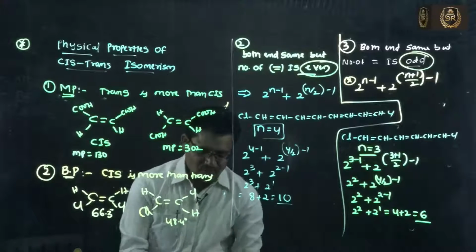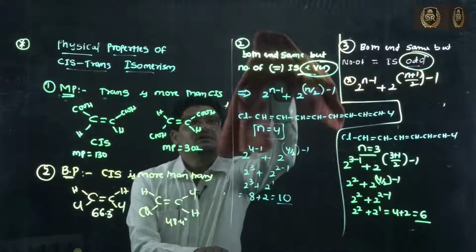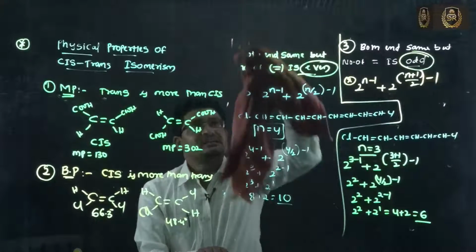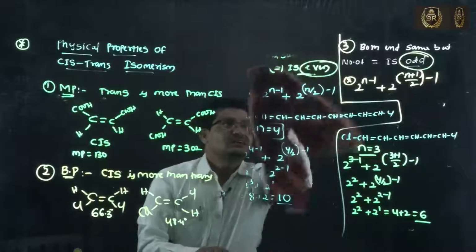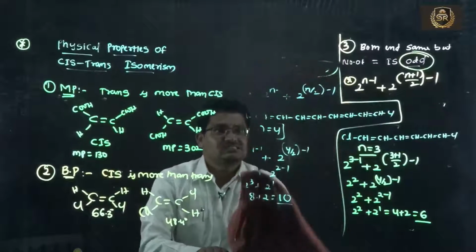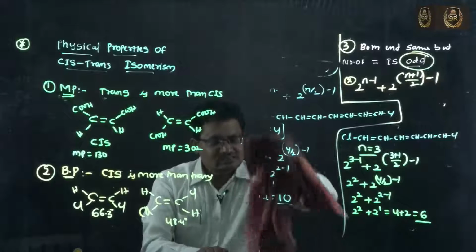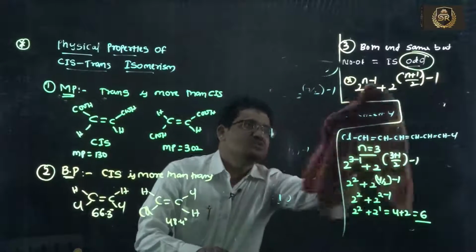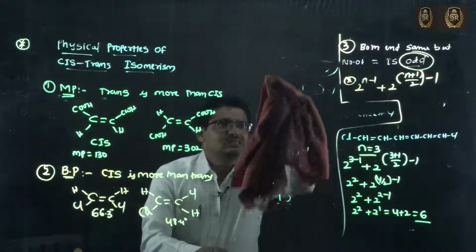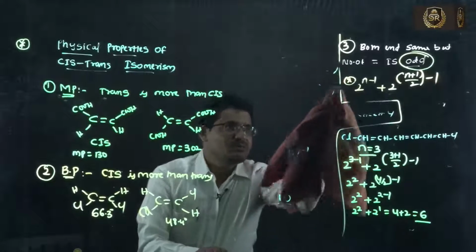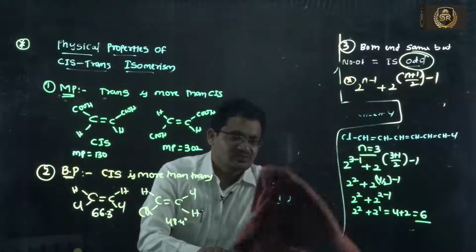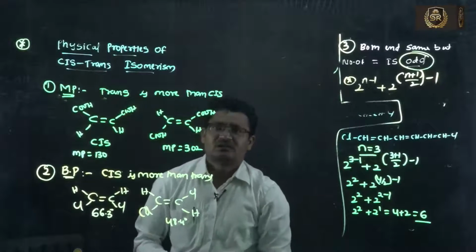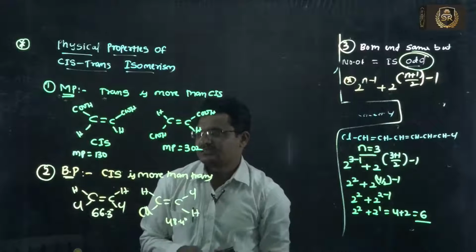Next one, dipole moment. Dipole moment is also the same thing. What is the dipole moment? D is nearby C, cis is there. That's why the dipole moment of cis is more than trans. That means the cis isomer forms a certain dipole moment, the trans isomer cannot form it, so it is less.